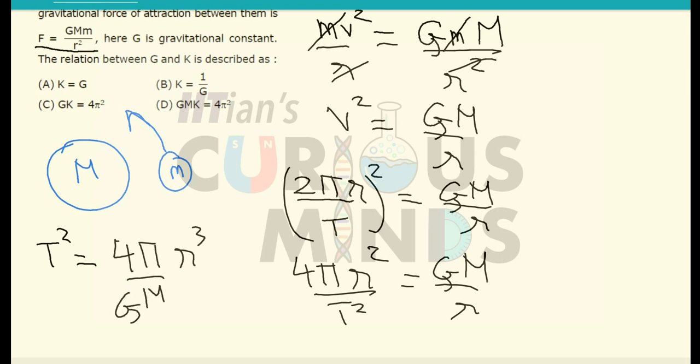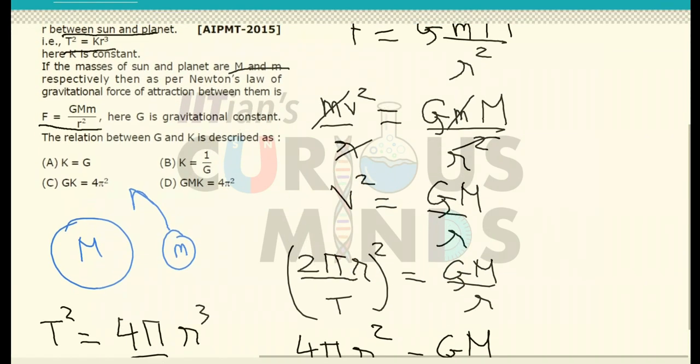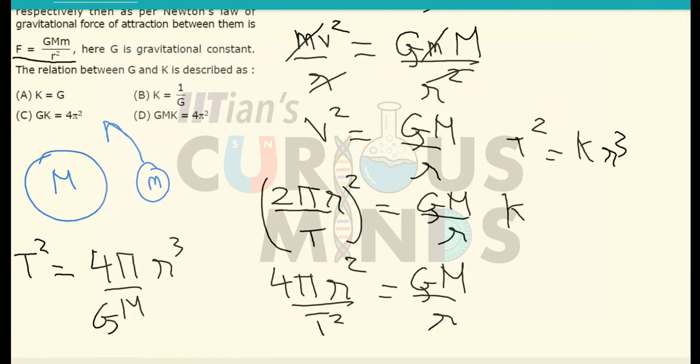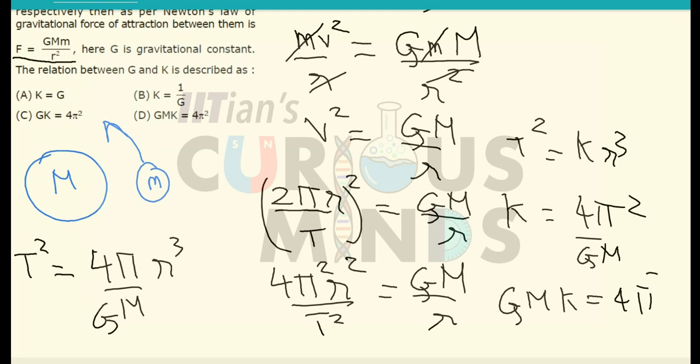So if I compare it with the standard equation T square is equal to k r cube, the value of k will come out to be 4 pi square divided by G M. Or G M k will be equal to 4 pi square, which is equal to option number D.